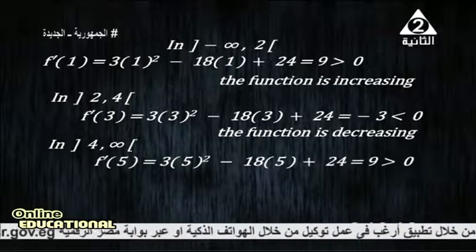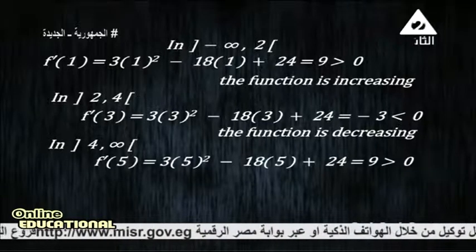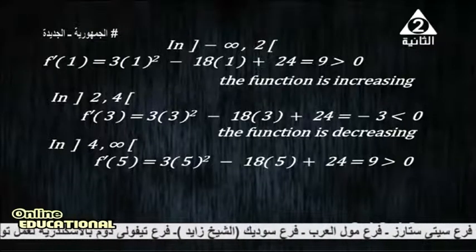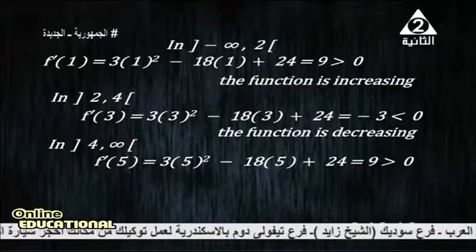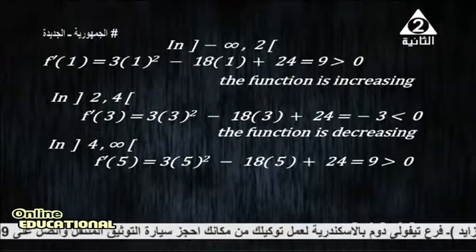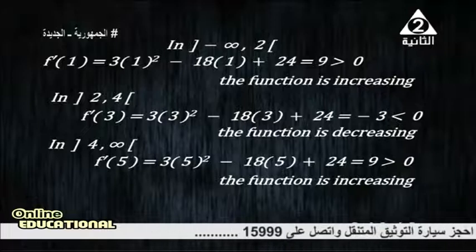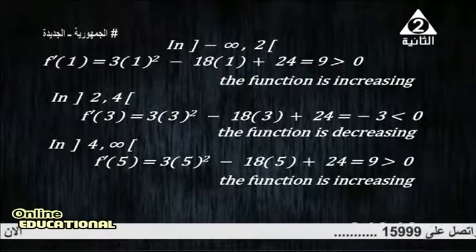In the last interval, the open interval (4, infinity), f'(5) = 3 × 5² − 18 × 5 + 24, which equals 9. 9 is bigger than 0, a positive value, then the function is increasing in this interval (4, infinity).